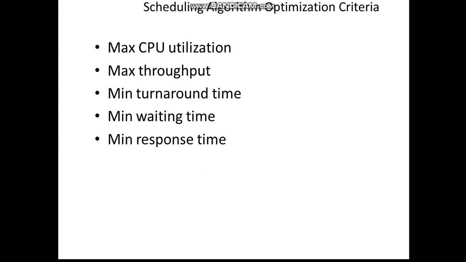So scheduling algorithms are optimized based on the following criteria. We expect that every scheduling algorithm should have maximum CPU utilization and maximum throughput. It should execute more programs in a particular time and should utilize the CPU as much as possible, making the CPU as busy as possible, but it should have very little time consumption, like minimum turnaround time, minimum waiting time, and minimum response time.